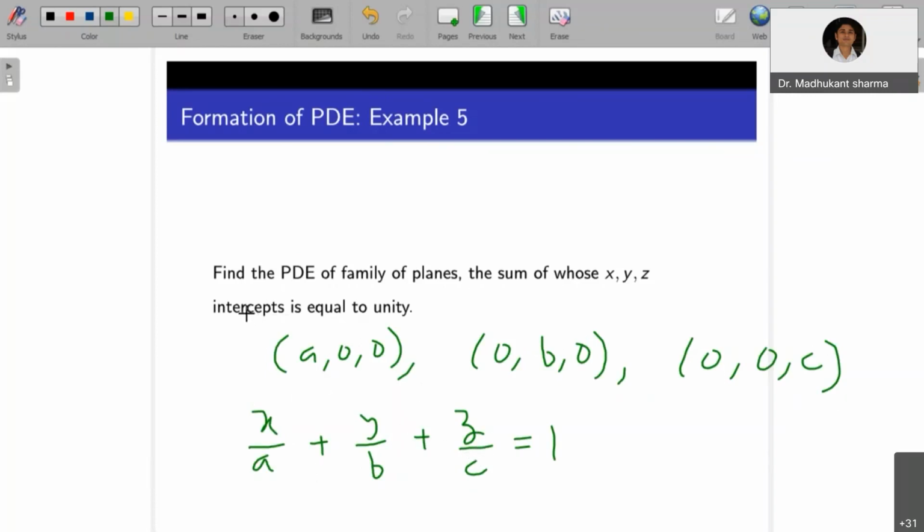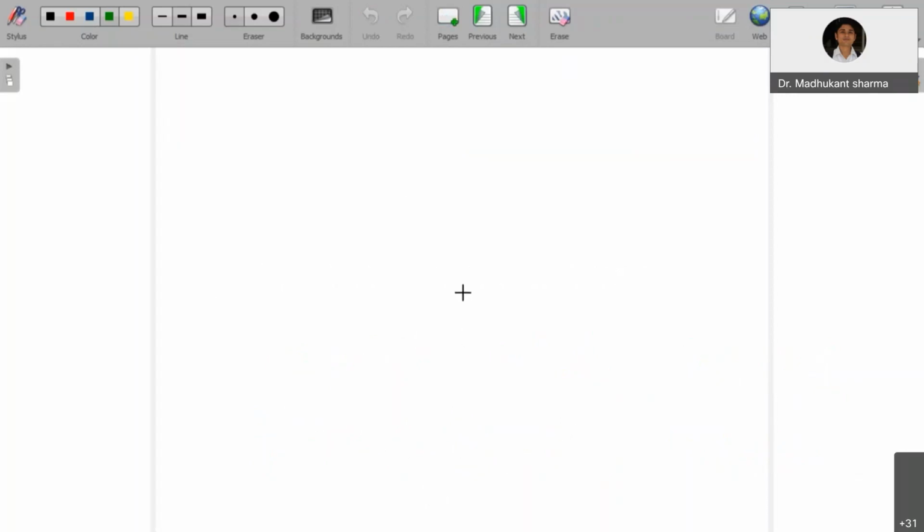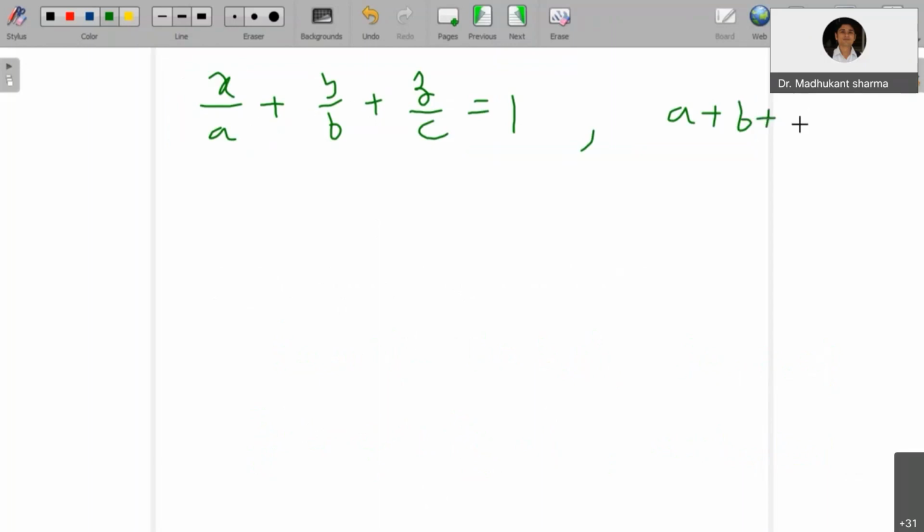So this is the equation of the plane, and it is given that the sum of whose x, y, z intercepts is equal to unity. So the condition is a plus b plus c equals 1. Here again we will treat x and y as independent variables and z as a dependent variable, and you proceed in the similar fashion. So you have x by a plus y by b plus z by c equals 1, with the condition that the sum of the intercepts is 1, a plus b plus c equals 1.